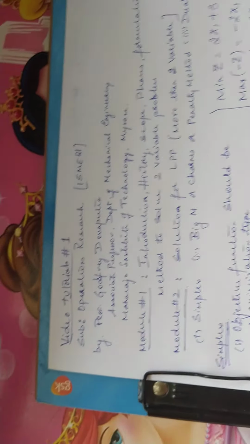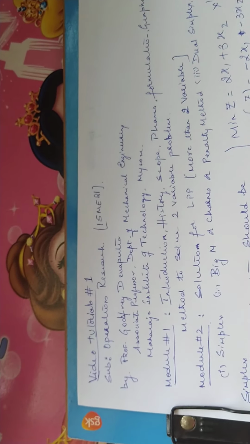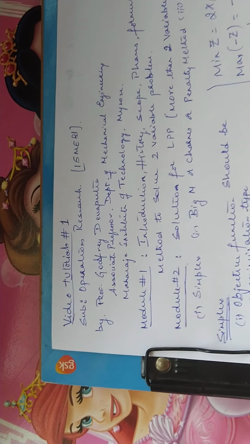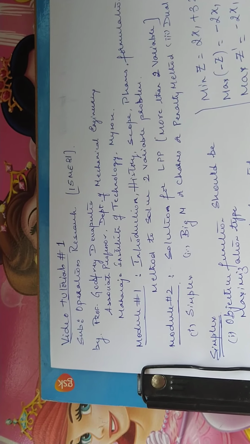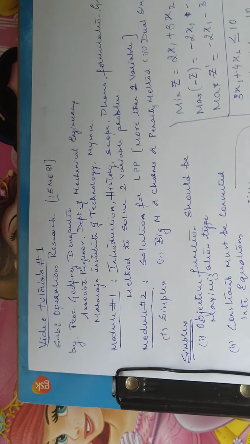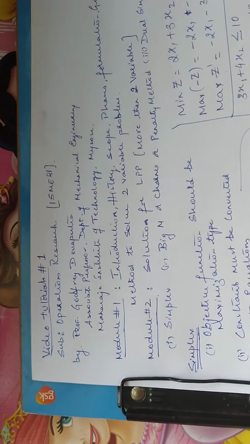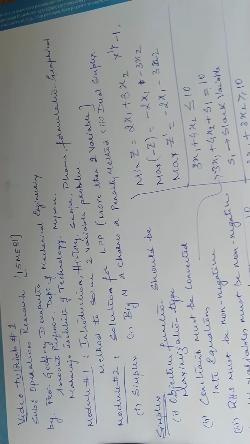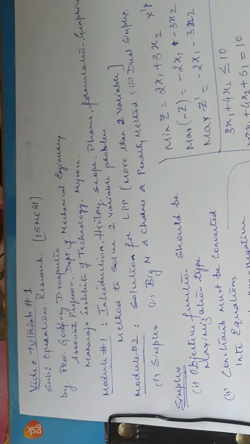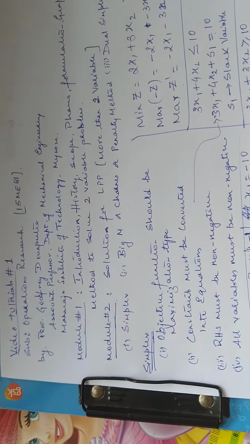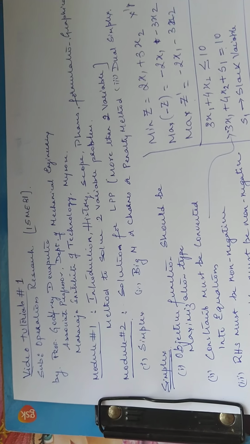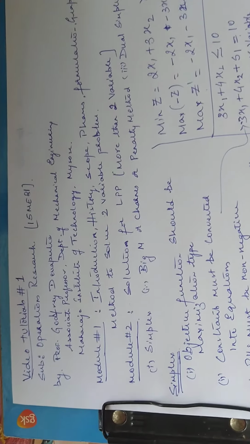So, this is video tutorial number 1. Subject name Operation Research 15ME81. We have dealt with the introduction of Operation Research, history, scope, phases, formulation, and graphical method to solve two variable problems. All of these things we have dealt with in module number 1. This is module number 2, wherein we try to understand how to solve an LPP when there are more than two variables.